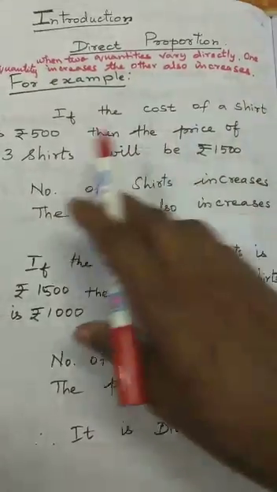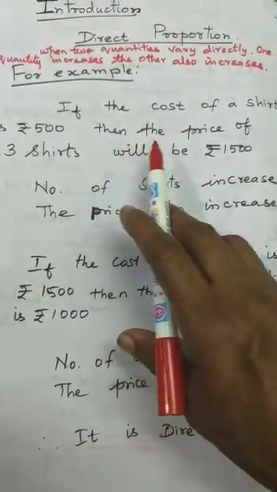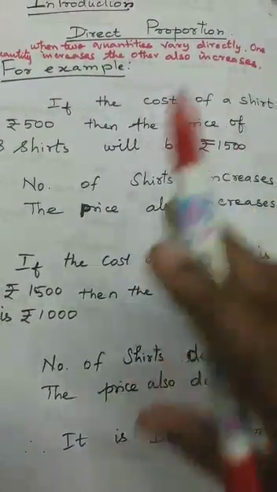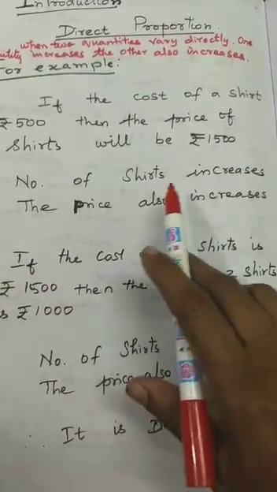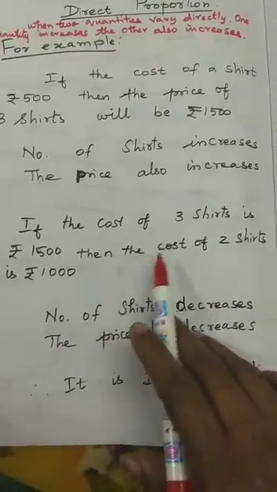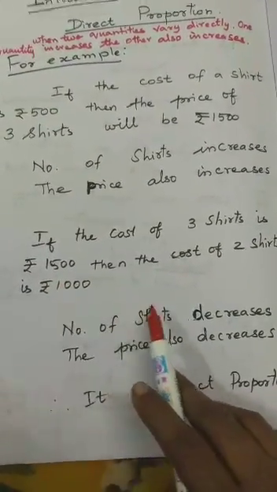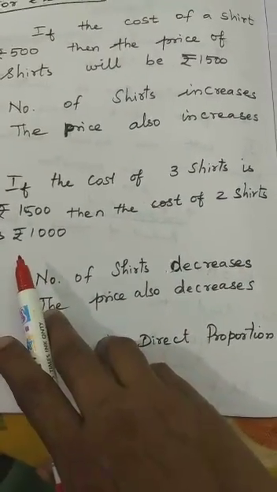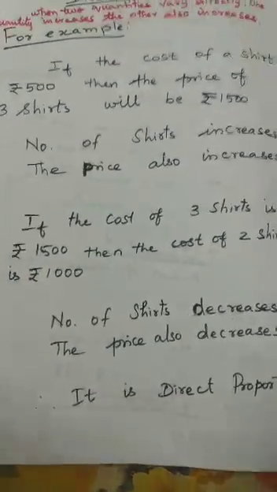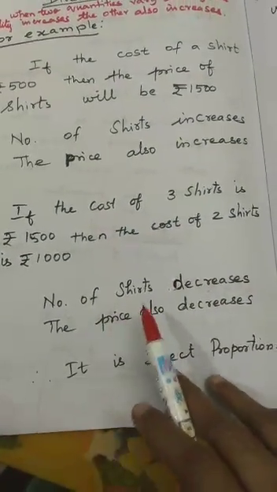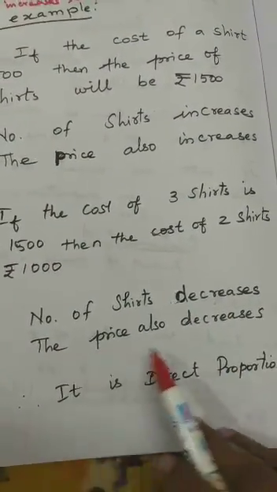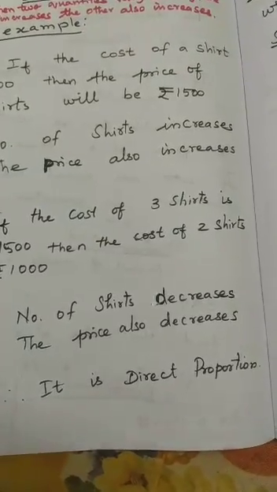If the cost of a shirt is rupees 500, then the price of 3 shirts is 500 into 3 rupees, 1500. Isn't it? So number of shirts increases, the price also increases. Okay. If the cost of 3 shirts is 1500, then the cost of 2 shirts is 500 into 2, 1000 rupees. Here number of shirts decreases. 3 shirts comes to 2 shirts. So decreases, the price also decreases. So it's a direct variation.